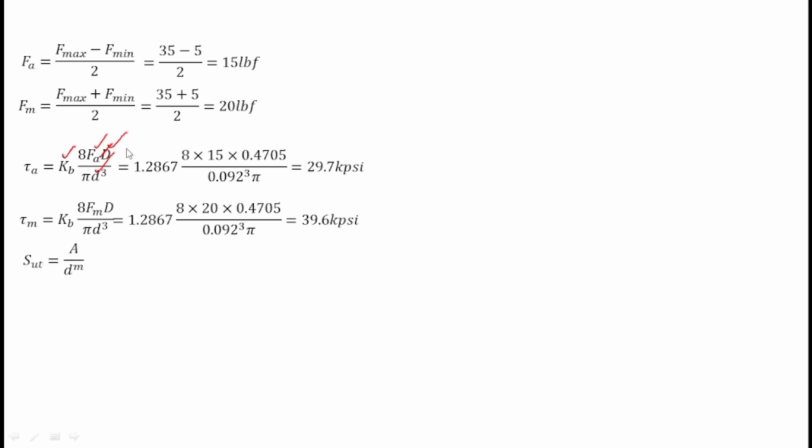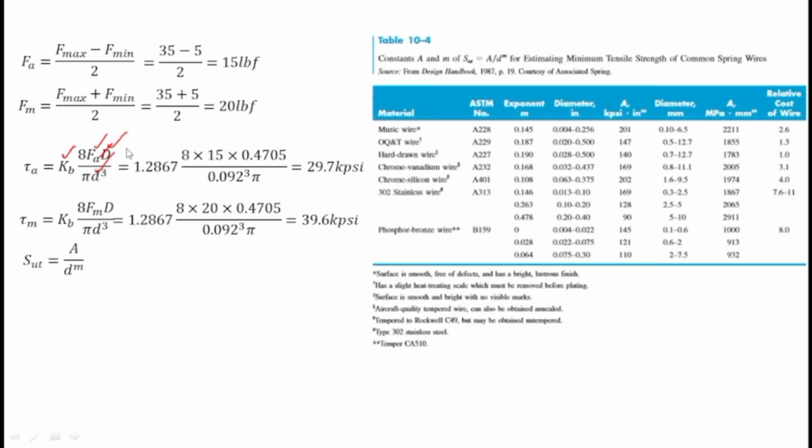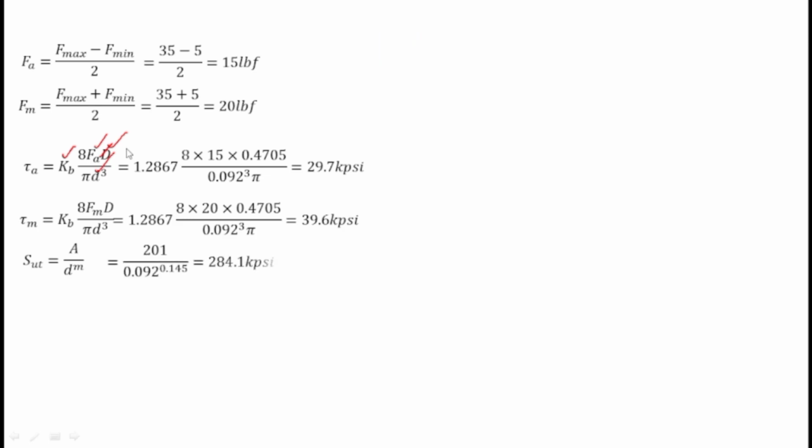Now we can find out the ultimate tensile strength as well, and that is given by A divided by d to the power m, and the values can be found from table 10.4 here for the music wire. For the music wire, our m value is 0.145 and A value is 201 kpsi dot inch to the power m. So when you put these values, it will give you 284.1 kpsi. Now SSU is equal to 0.67 SUT. So when you put the value of SUT, it will give you 190.3 kpsi.